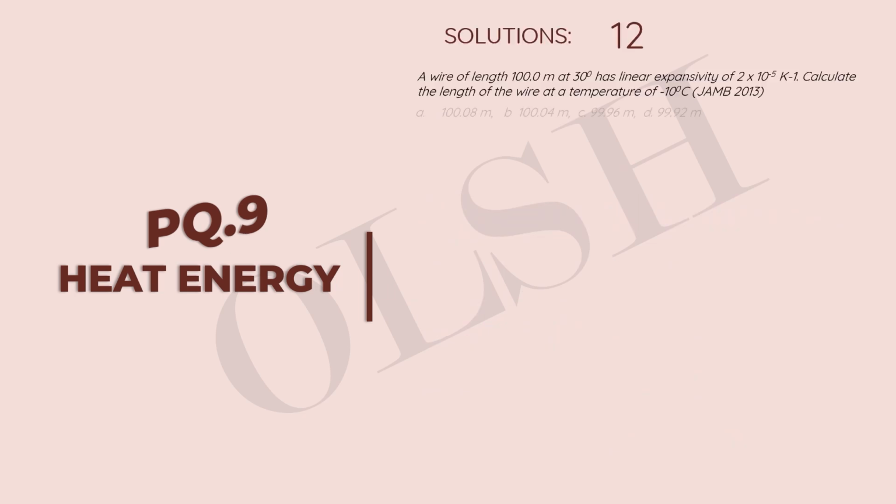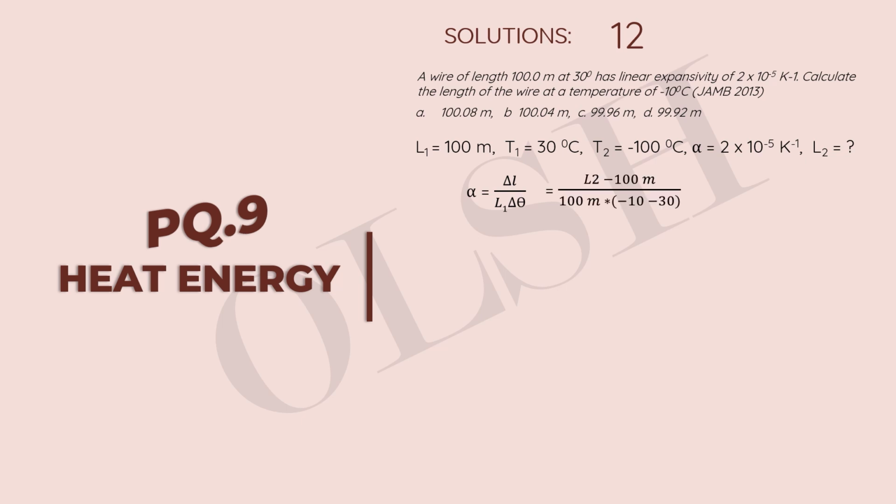Okay, so let's move on to number 12, which happens to be the last question. A wire of length 100 meters at 30 degrees has a linear expansivity of 2 times 10 raised to the power minus 5 per Kelvin. Calculate the length of the wire at the temperature minus 10 degrees Celsius. Obviously, we have our parameters here on the screen. We're looking for L2. We have L1, T1, T2, and alpha. So we use the linear expansivity formula to solve this. If we bring in the parameters, we have L2 minus 100 meters divided by 100 meters times minus 10 minus 30, and that gives us 2 times 10 raised to the power minus 5 per Kelvin.